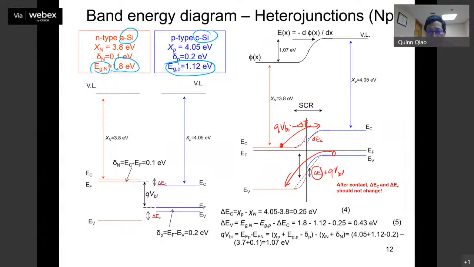And then you can use this to calculate delta EC. Delta EC basically equals the electron affinity on the P side minus the electron affinity on the N side, because that's basically how far this EC is from the vacuum level. That's why you subtract them from each other. Delta EV will be the total band gap minus the band gap on this side, and then you minus delta EC, and you get delta EV, because this plus that equals the left band gap.